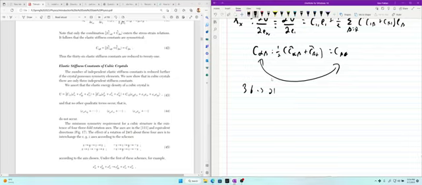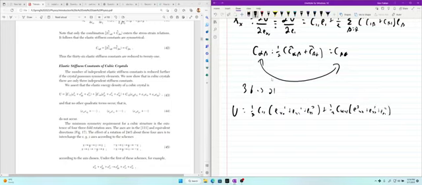So we assert that the elastic energy density of a cubic crystal is U equals 1/2 C11. Then we have EXX squared plus EYY squared, so the strain in all directions, plus 1/2 C44 times EYZ squared plus EZX squared plus EXY squared, plus C12 times EYY EZZ plus EZZ EXX plus EXX EYY. Let's look at this for a second.